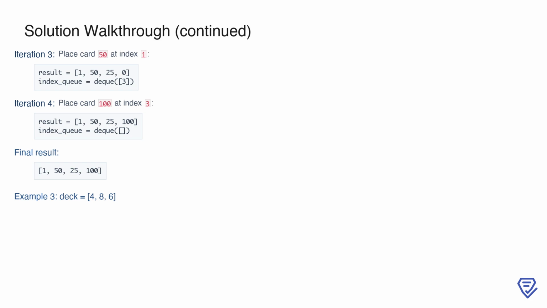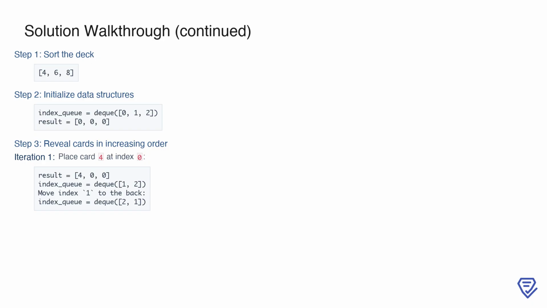With index_q now empty, the process is complete, and the final result for this example is 1, 50, 25, 100. In the third example, the deck is 4, 8, 6. Sorting this deck results in 4, 6, 8. For the deck 4, 6, 8, we initialize index_q as deque 0, 1, 2, and result as 0, 0, 0.